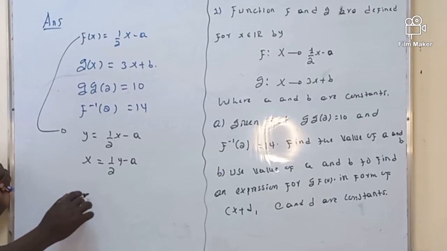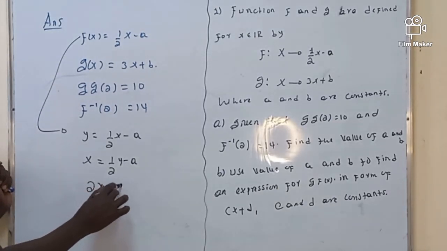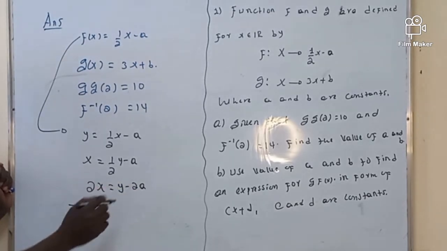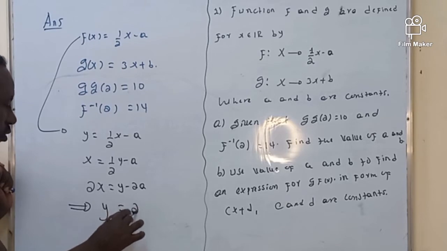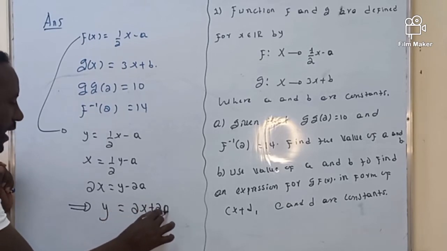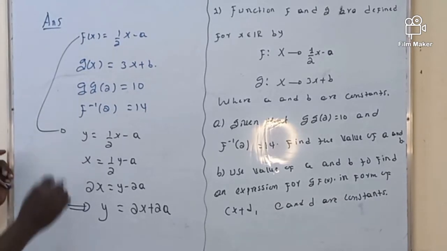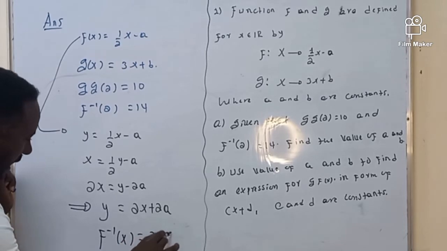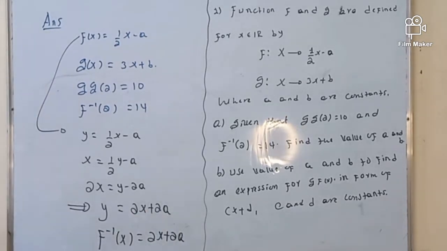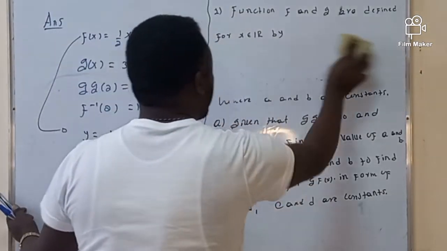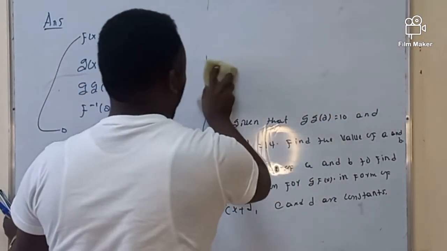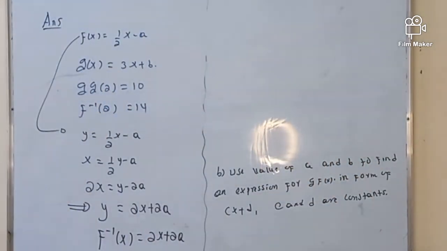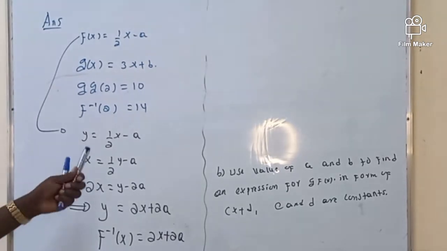Now then we have this. Let's multiply both sides by 2. That will be 2x equals y minus 2a. Then solving y in terms of x and other parameters, y will be 2x plus 2a. This is the inverse function. That means f inverse of x is 2x plus 2a. Then what are we going to do then? Now, let's clear this part. Since we already have the given information, we can clear this part. In the first problem A, we need to find the value for a and b.